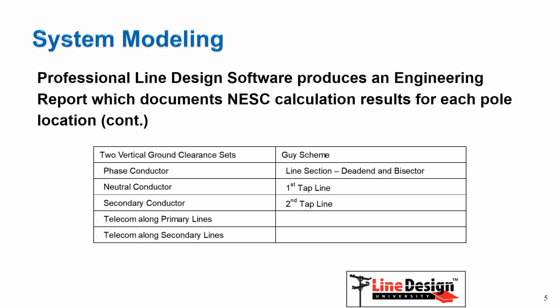The engineering report also displays calculation results for 2 vertical ground clearances along each span and guide scheme calculation results for line section dead end and bisector locations and 2 tap lines at each pole location. All calculation results can be displayed on a GIS overlay for long-term documentation. Documenting all calculation results for each pole location is a best practice in distribution line design.